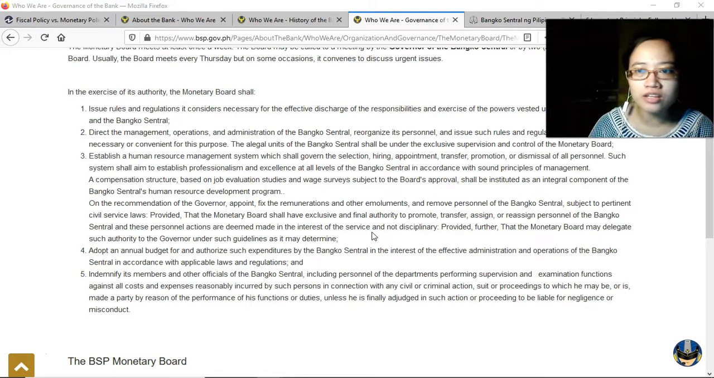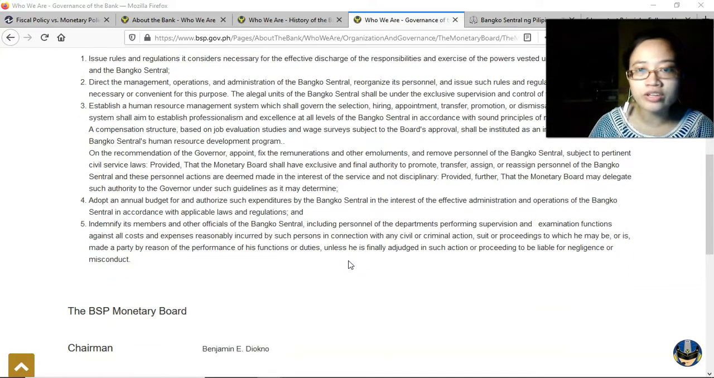Provided further that the monetary board may delegate such authority to the governor under such guidelines as it may determine. Fourth, adopt an annual budget for and authorize such expenditures by the BSP in the interest of the effective administration and operations of the Bangko Sentral in accordance with applicable rules and regulations, of course.